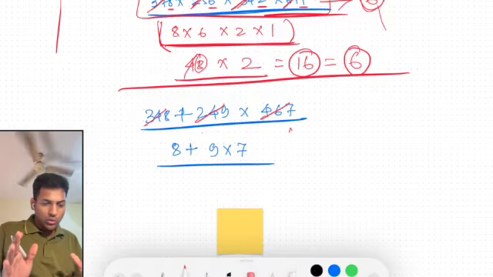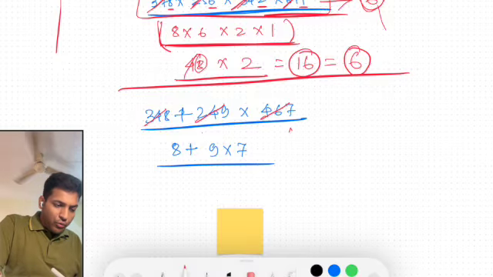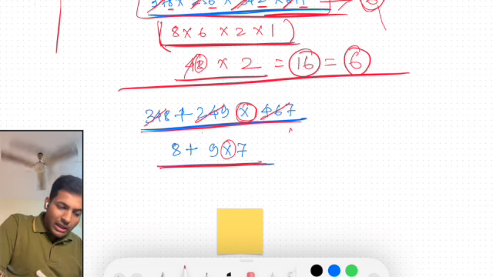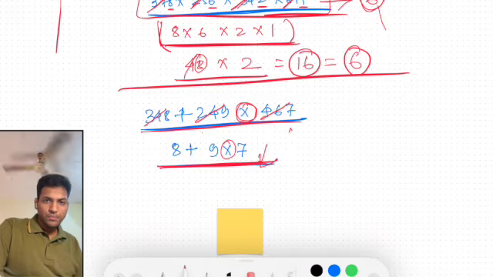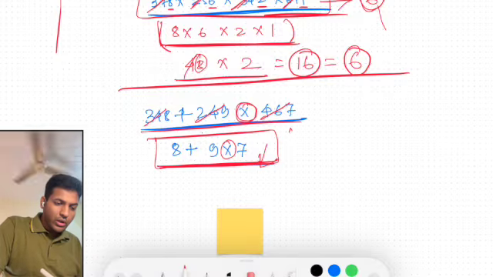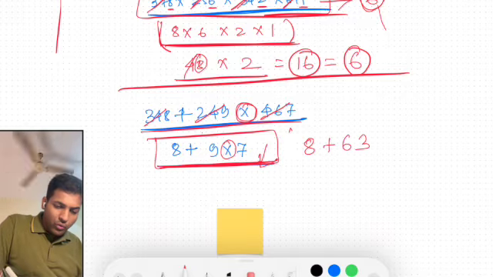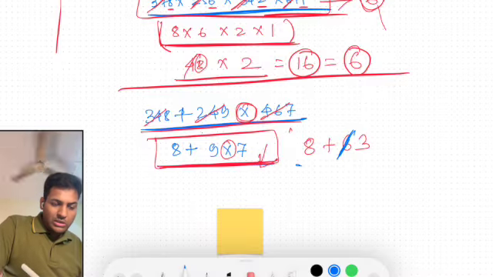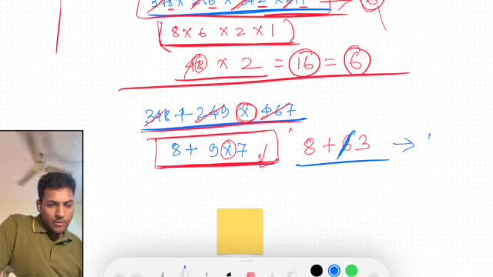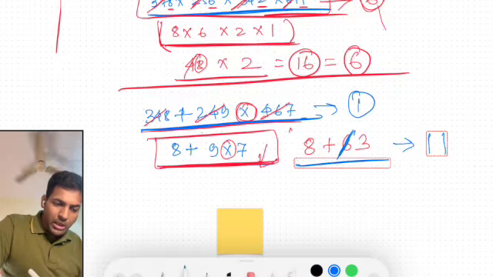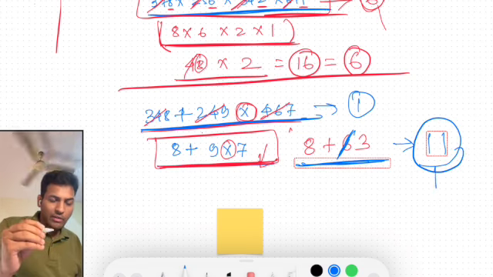The only care that you need to take is that you still need to follow the BODMAS rule. Suppose this multiplication has to be implemented first, it will be done in the same manner in this case also, and then you can proceed. So 9 into 7 is 63, so it will be 8 plus 63. Now again you can remove this digit and directly say that the unit digit of this expression will be nothing else but 1, which comes after adding 8 and 3, which is 11.